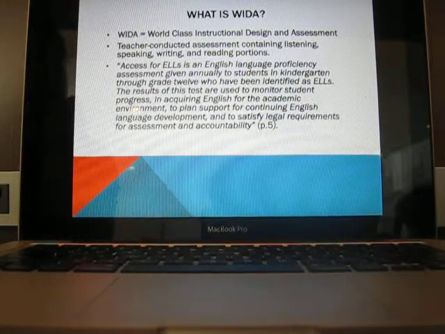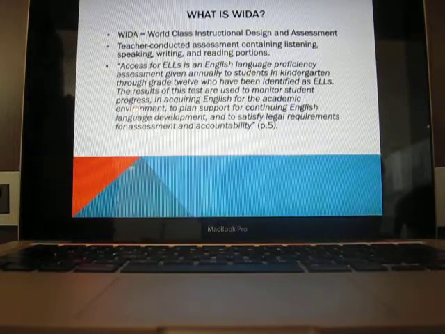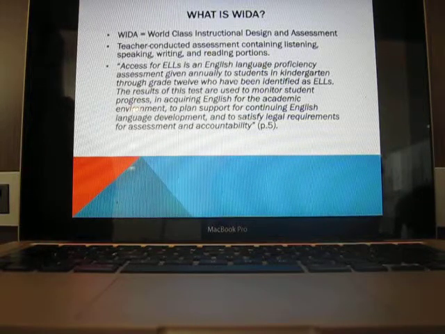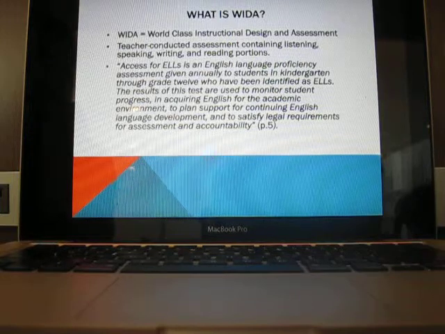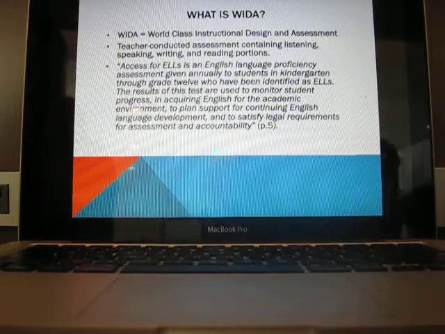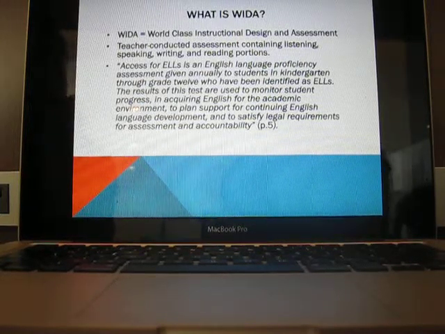So they use the results of these tests to check the progress the student makes in acquiring English for the academic environment throughout the year. And then it helps come up with a plan of support for continuing language development as the year goes on.